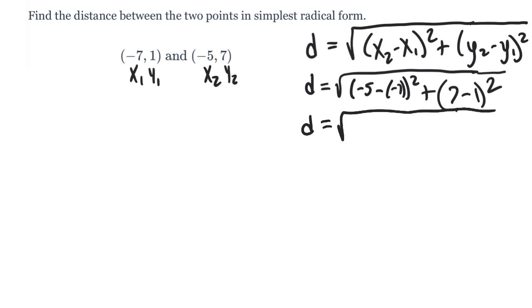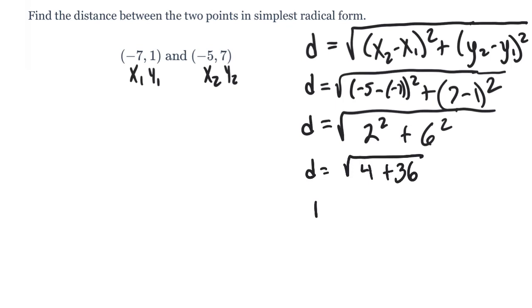So I have -5 minus the -7. Well, -5 minus the -7 is the same as saying -5 plus 7. That's going to give me a +2. Got to bring down my squared. And then I have 7 minus 1. I brought down my plus sign already. 7 minus 1 is 6. That's also going to be squared. Okay, so at this point, all I have to do is 2 squared is 4. 6 squared is 36. And now I can just add them together. So D is equal to the square root of 40.